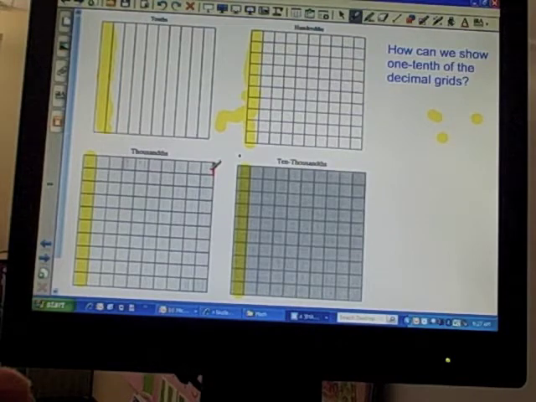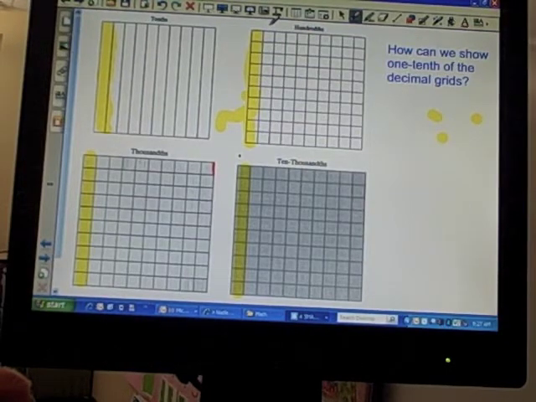What would be the whole? Can someone trace it up there? Shaylin? Yeah. Show me one whole on the thousands grid. I might have to stand up to do this. I don't know. The whole thing? Yeah, the whole thing is one whole, right?